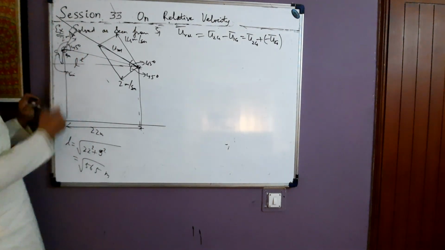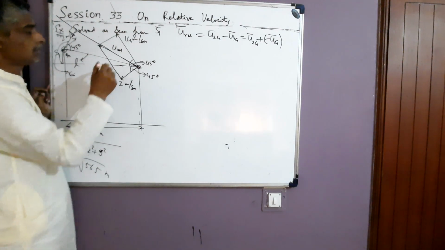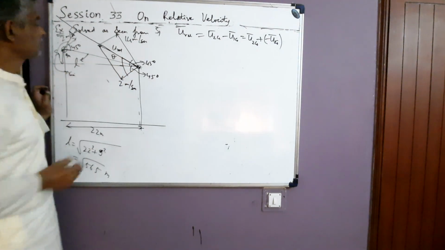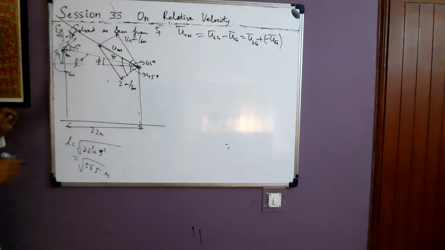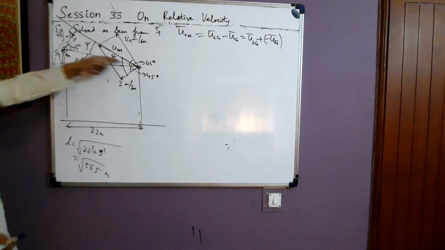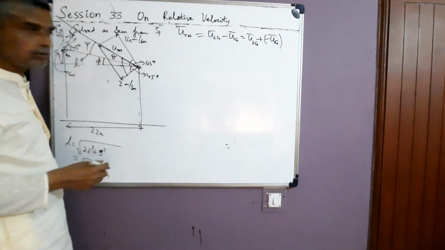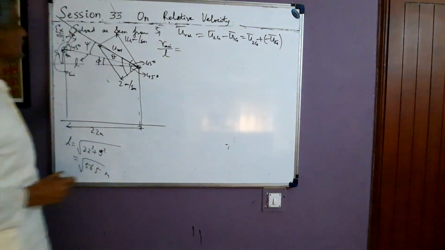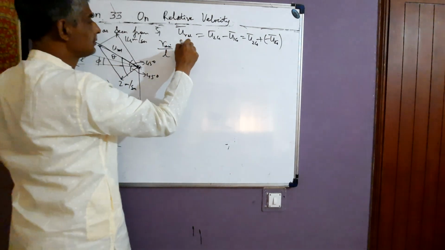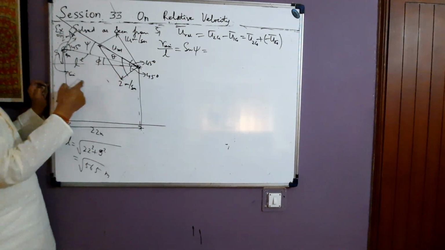Now we have to find this. So what we do now, we assume this angle to be theta. We assume this angle to be phi. We assume this angle to be psi. So in this right angle triangle, R minimum by L equal to sine of psi. Now psi can be seen to be theta minus phi minus this.